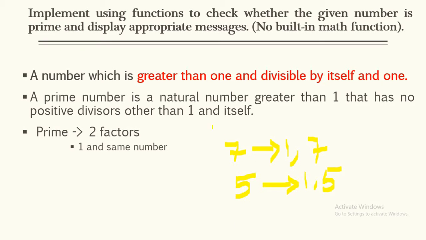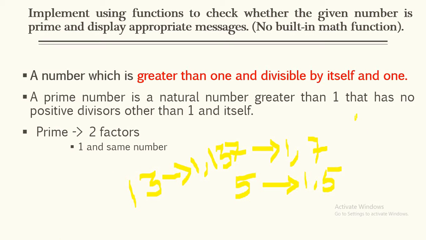So prime numbers are the natural numbers greater than 1 that have no positive divisors other than 1 and itself. These numbers we call prime numbers. One more example, we can take 13. There are no other numbers by which it is completely divisible. Only 1 and 13 are the numbers which will completely divide it.